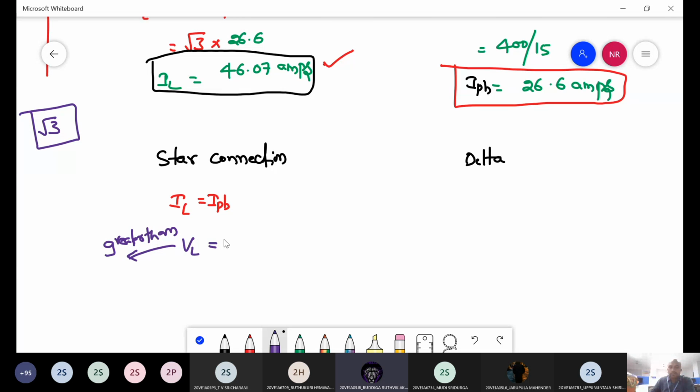Once check the chat box, sir. First listen: VL is root 3 into V phase in star. In delta, voltage is the same, since in star the current is the same. That is VL is equal to V phase. Then here IL is equal to root 3 into I phase. Please remember these four relations.